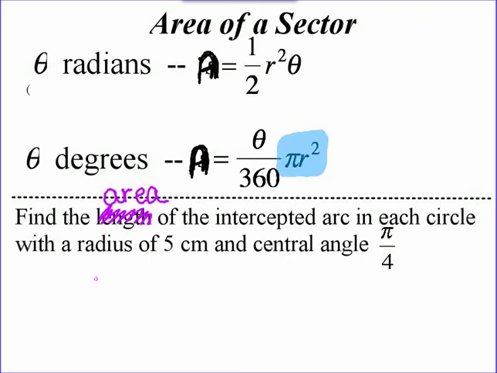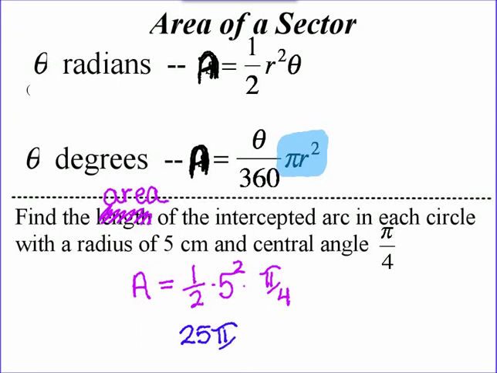This one, r equals 5 centimeters, theta equals pi over 4. So my area is going to equal 1/2 times r squared times theta. 1/2 r squared times theta. So let's calculate the top. 1 times 5 squared times pi, 25 pi. On the bottom I've got 2 times 4, which is 8.